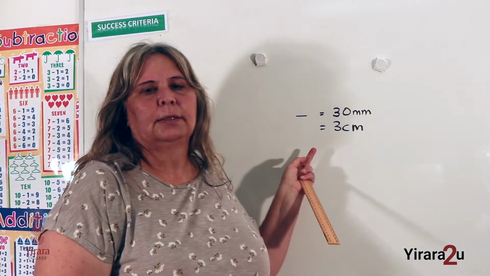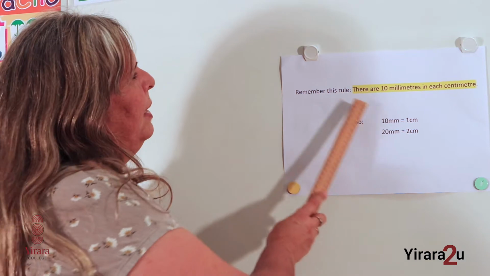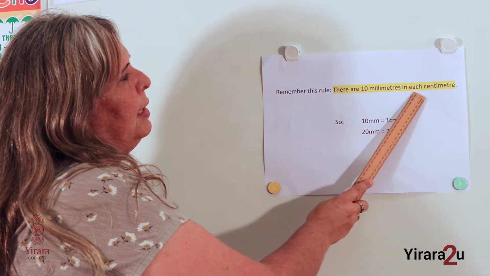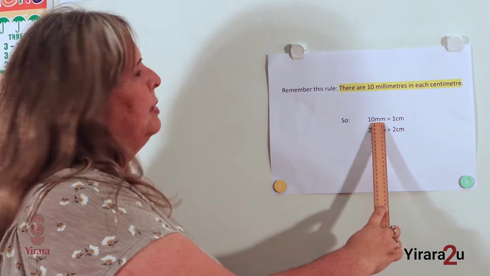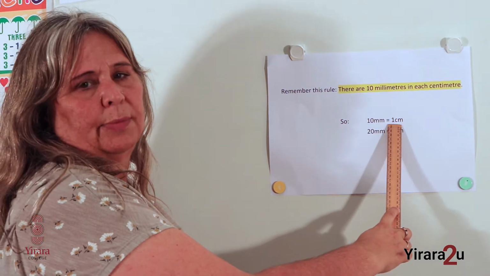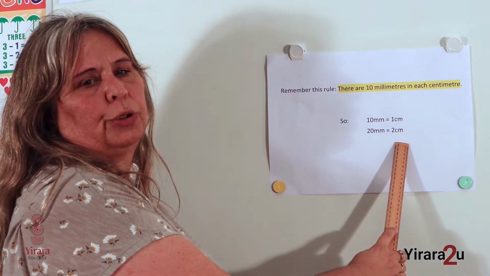Either answer is correct. So you need to remember this rule. There are 10 millimetres in each centimetre. So if we have 10 millimetres, that equals 1 centimetre. If we have 20 millimetres, that equals 2 centimetres.